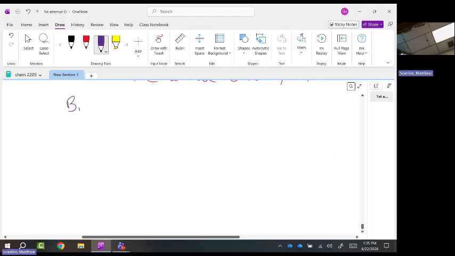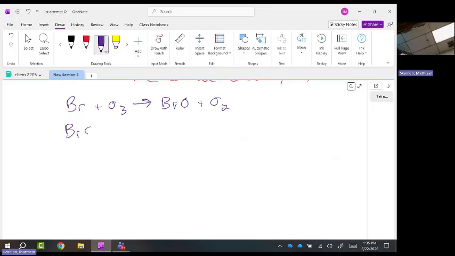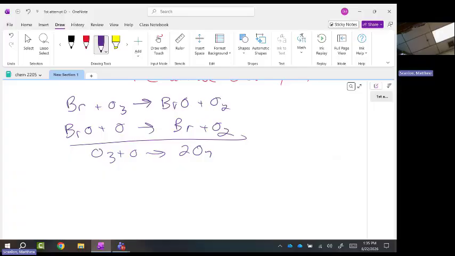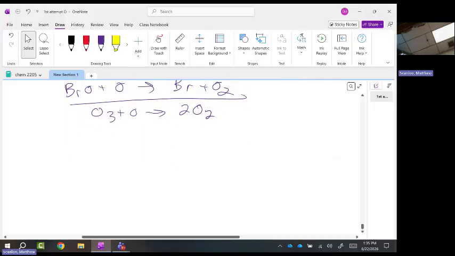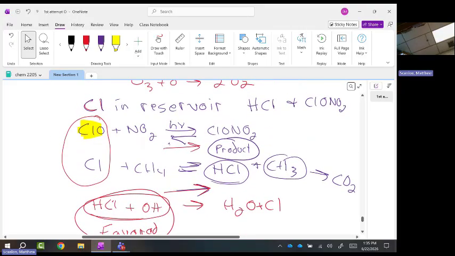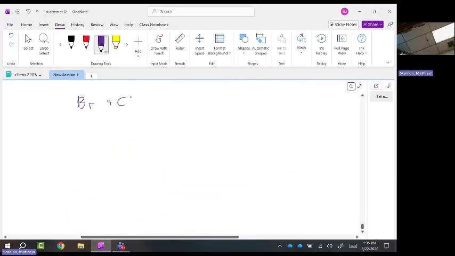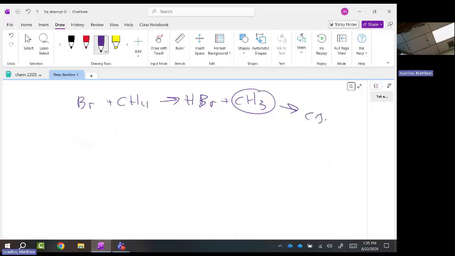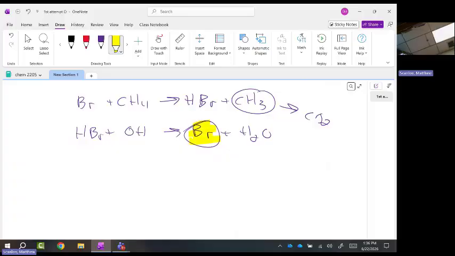So bromine, Br plus O3 yields BrO plus O2, BrO plus O yields Br plus O2, same old mechanism. O3 plus O yields 2O2. Again, we have sources. Just like we did up here, we can take bromine and react it with CH4 to give us HBr plus CH3, and the CH3 eventually goes away as CO2. And then HBr plus OH will give us Br plus water. And this time, this side is favored. So bromine favors this side on this reaction.